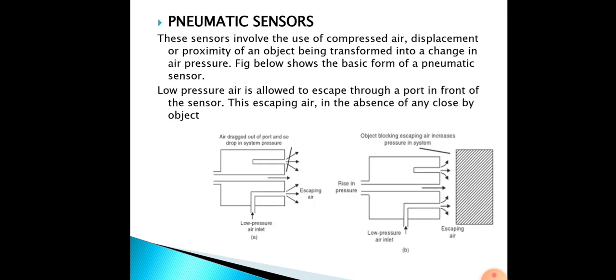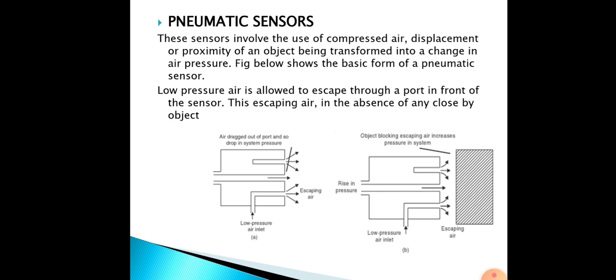The next one, pneumatic sensors. Okay, you can see over the diagram, these sensors involve the use of compressed air, with displacement or proximity of an object being transformed into a change in air pressure. So whenever there is a change in air pressure, the pneumatic sensor will be working. Low pressure air is allowed to escape through the port in front of the sensor. This air escapes freely in the absence of any close by object.